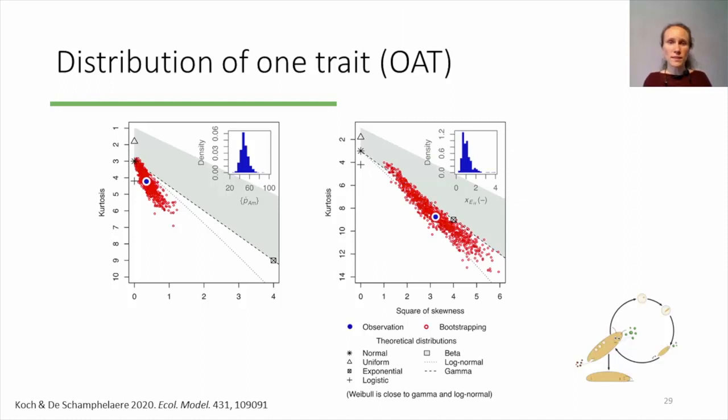So the first method I will present here uses the distribution of one phenotypic trait to deduce the distribution of one DEB parameter, using this OAT formulation, which means one at a time. What the authors did in that case is that they tried, for different DEB parameters, to find the one that would best explain variation in brood size or variation in developmental times.